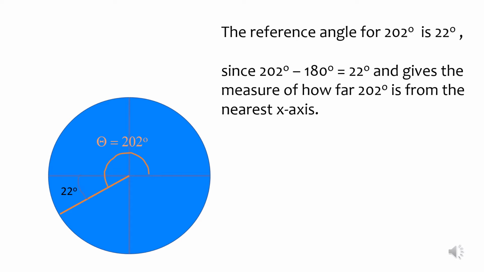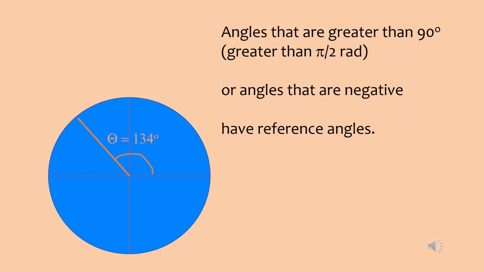So again, the reference angle for 202 degrees is 22 degrees because that is the angle that the terminal ray makes with the nearest x-axis. Let us look at another example and determine how far the terminal ray is for an angle that is greater than 90 to the nearest x-axis. Here we have 134 degrees. The terminal ray falls in quadrant 2.